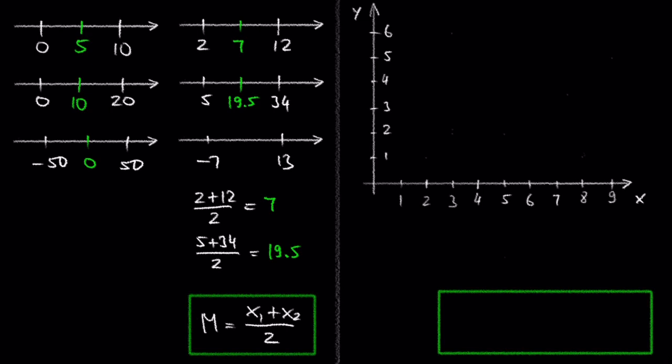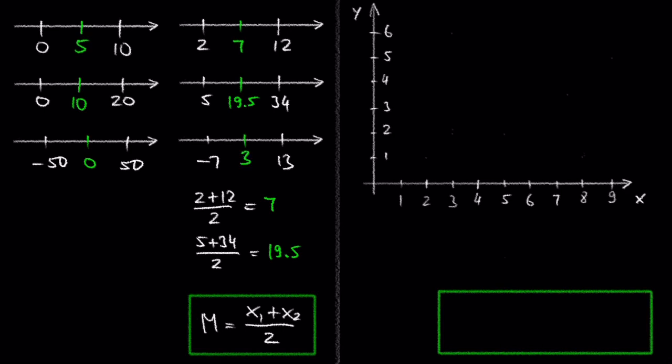What about negative 7 and 13? What is the midpoint of these two numbers? I really encourage you to pause the video and try this on your own. Negative 7 plus 13 is 6, and 6 divided by 2 is 3. So the midpoint between the points negative 7 and 13 is 3.